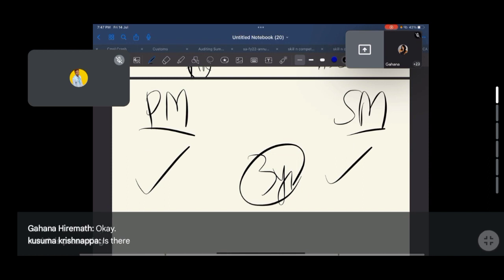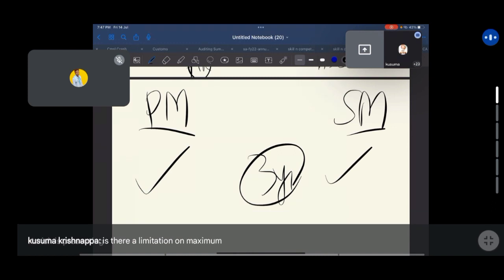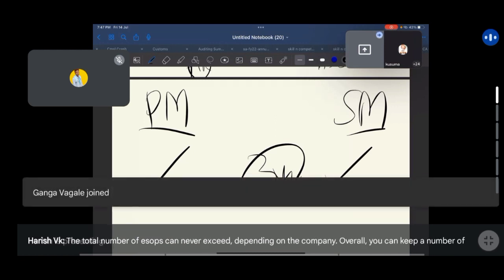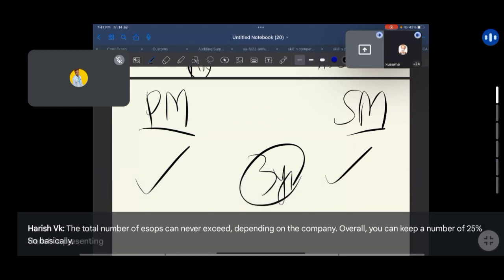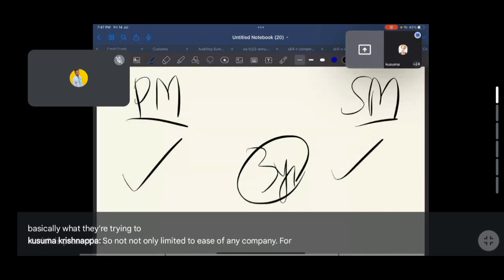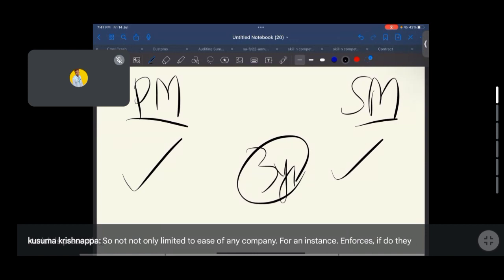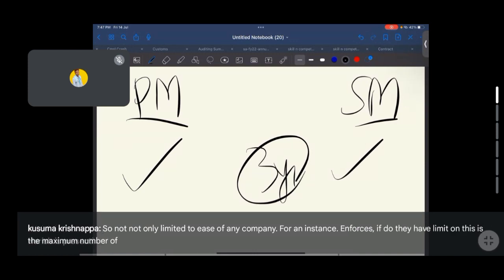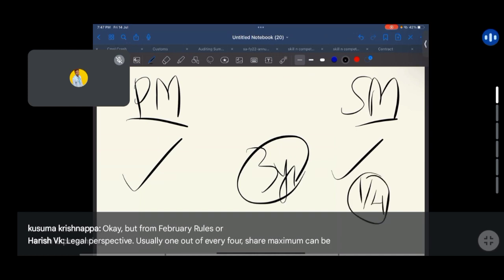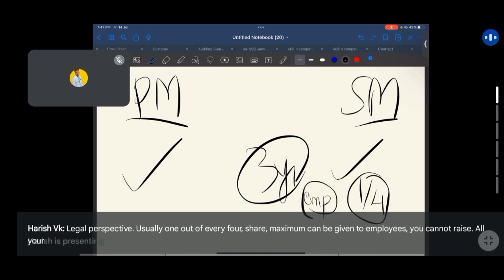Sir, is there a limitation on the maximum number of shares to be issued by a company? The total number of ESOPs can never exceed, depending on the company, overall about 25%. Not only limited to ESOPs, if any company, for instance Infosys, do they have a limit on the maximum number of shares that can be issued? Their compensation committee can decide that accordingly. But from the SEBI rules legal perspective, usually 1 out of every 4 shares maximum can be given to employees. You cannot raise all your money from your employees themselves.